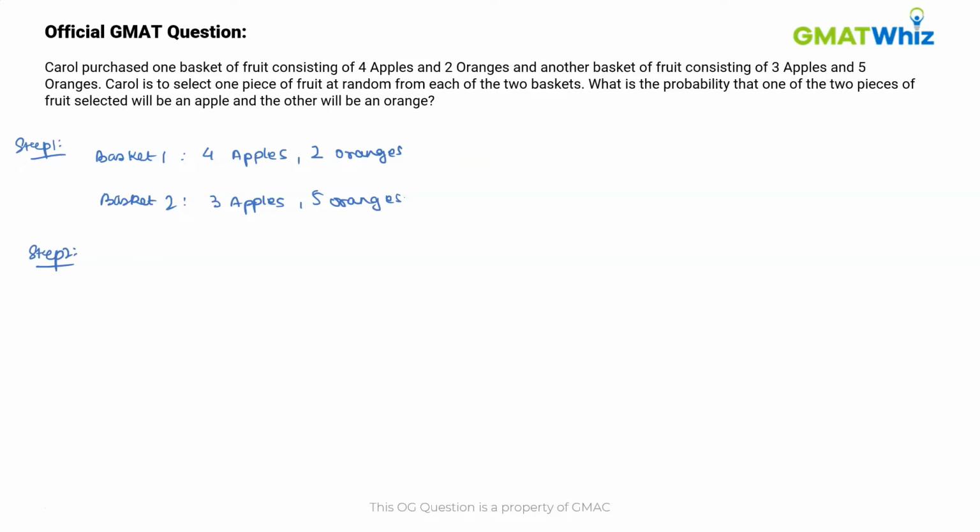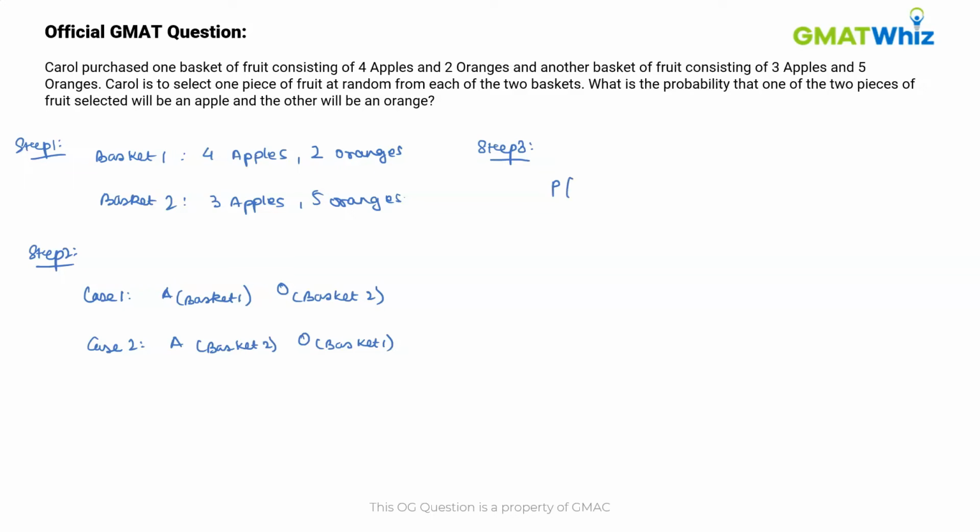Now, there are 2 cases. Case 1, when she selects an apple from basket 1 and an orange from basket 2. And the other possible case is when she selects an apple from basket 2 and an orange from basket 1. Now the order does not matter since it has not been explicitly mentioned. So keeping these 2 in mind, we move on to step 3 and calculate the final values.